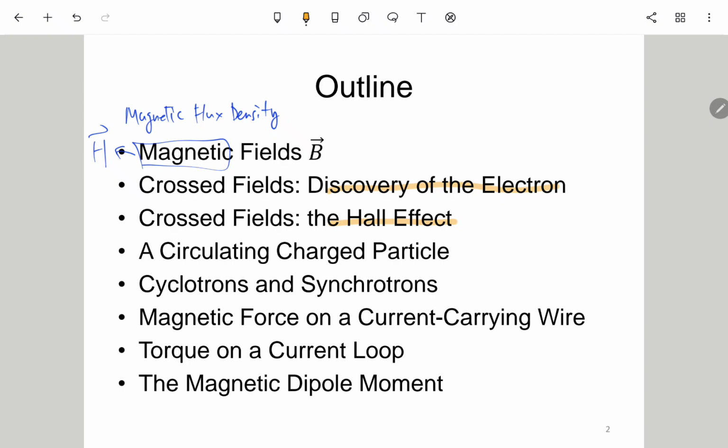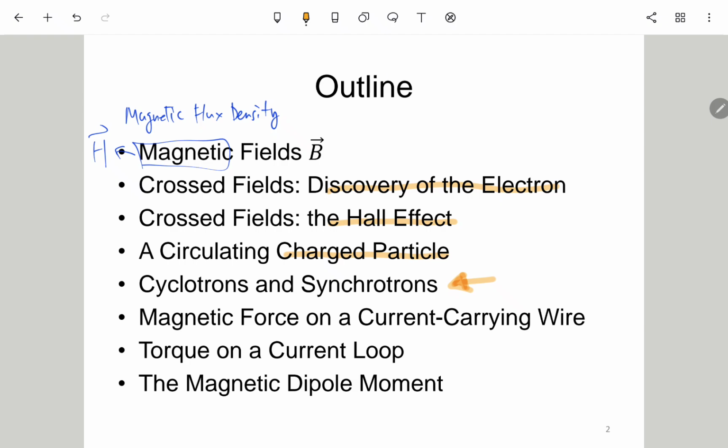Then we'll talk about the circulating charged particle. So a charged particle entering a B field will have a circular motion. And then we will talk about two kinds of particle accelerator. One is called the cyclotron and the other is called the synchrotron.